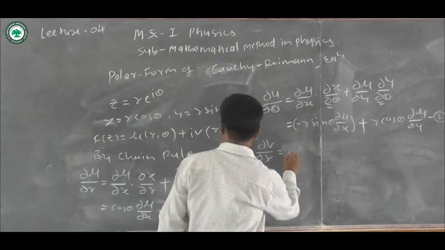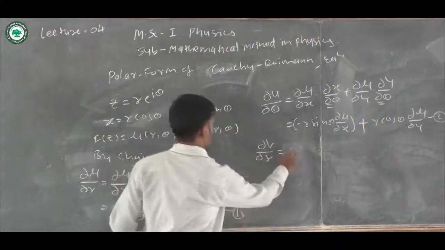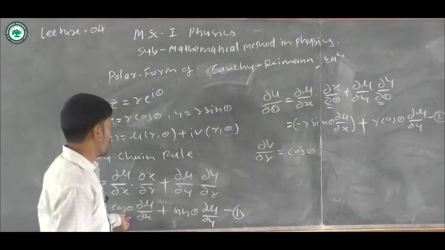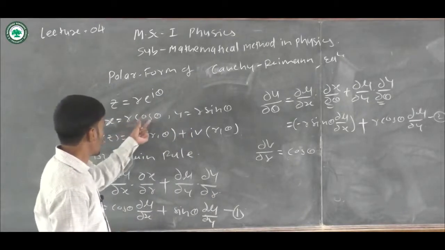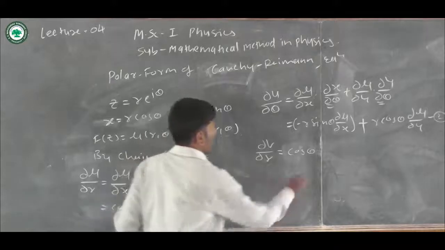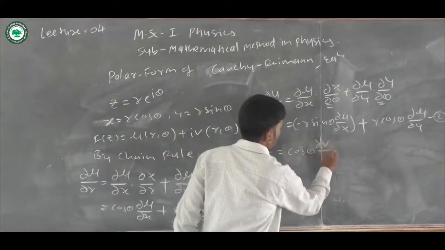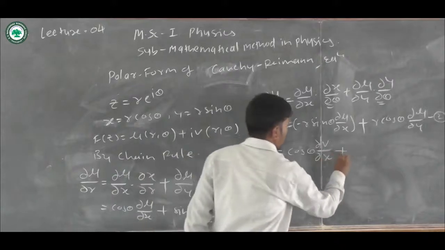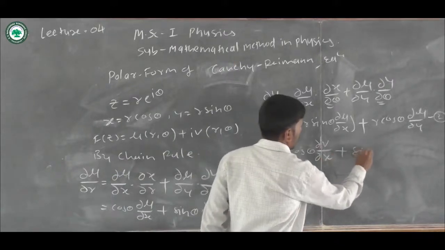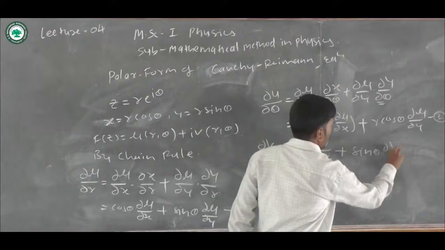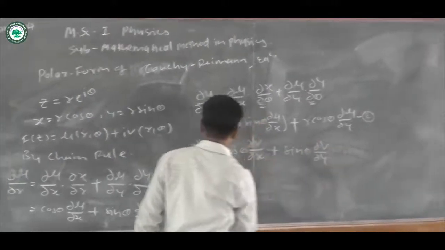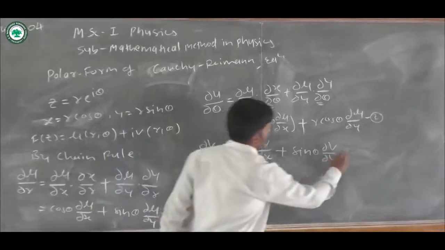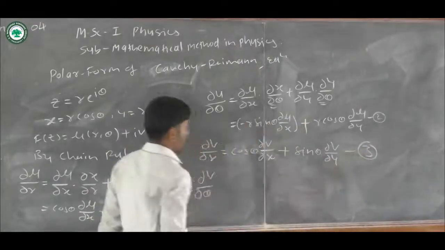So what we get: cos theta, if we differentiate with respect to r, and the remaining term is ∂v/∂x. And the plus here is sin theta, and the remaining term is ∂v/∂y. Similarly for ∂v/∂theta, this is equation number 3.